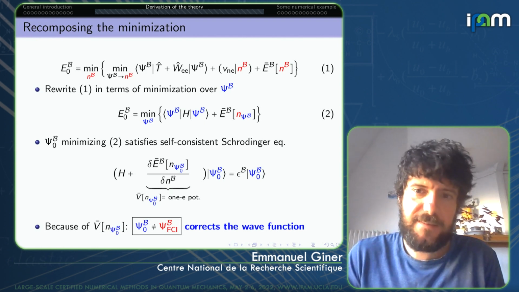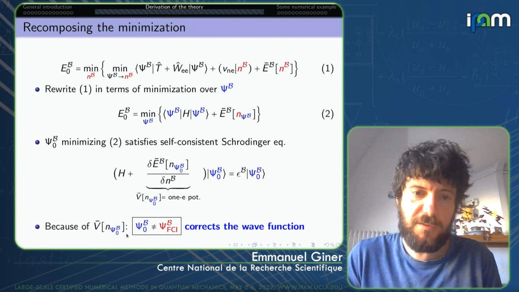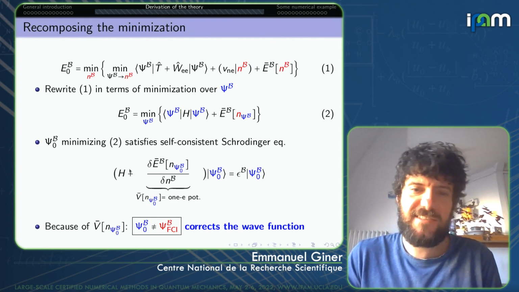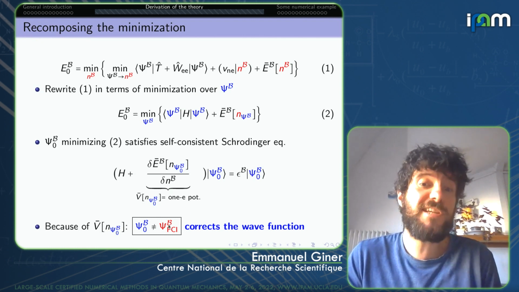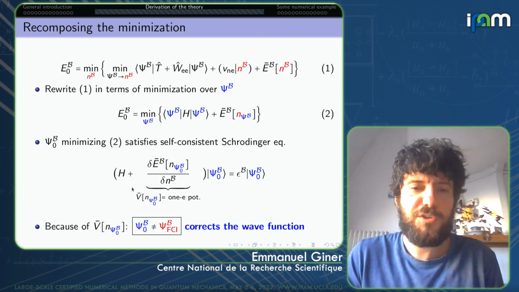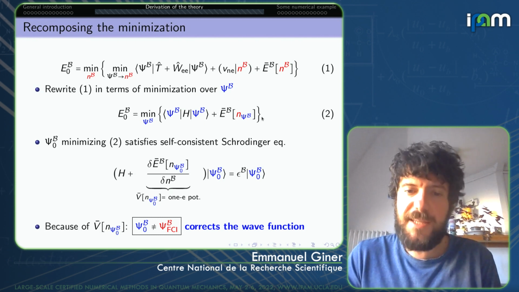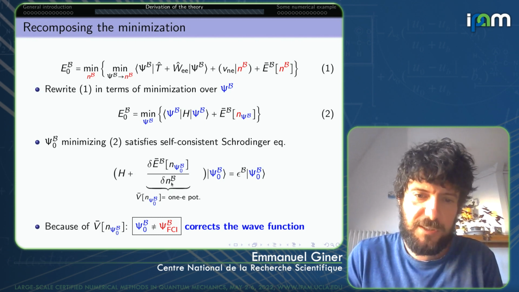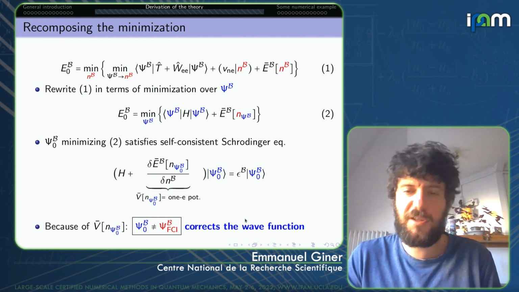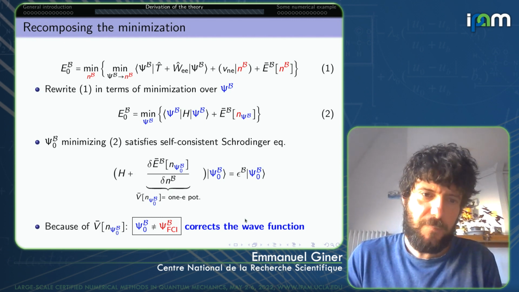And the thing is that because you have this one-body potential, the wave function that satisfies this Schrödinger equation in a basis set B is not the full CI wave function, because the full CI wave function would be if you had just the Hamiltonian here. Okay, so this quantity corrects the energy, but it also corrects the wave function, and so therefore the properties, as we are going to see in a minute.